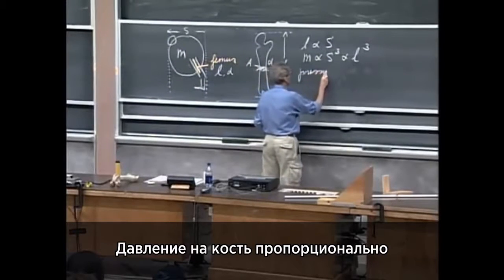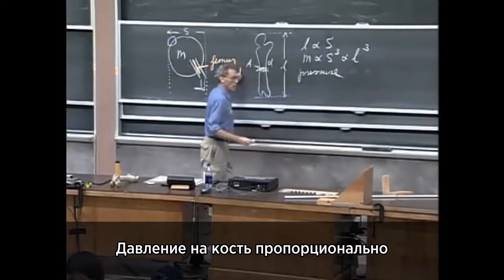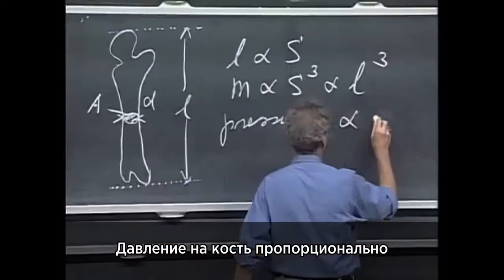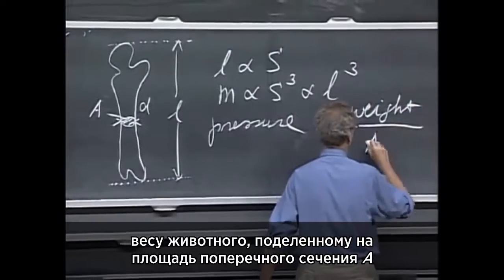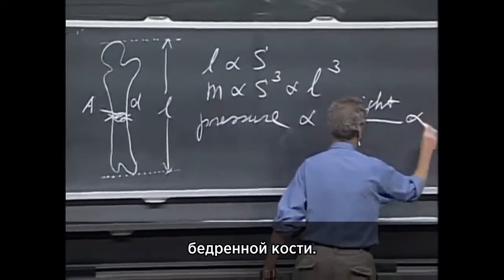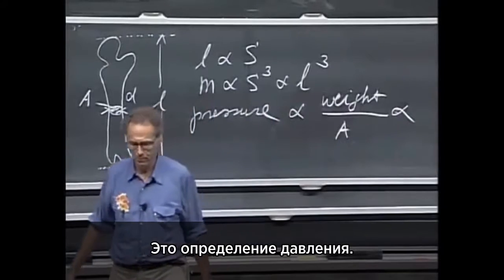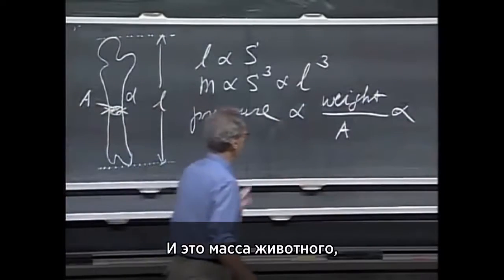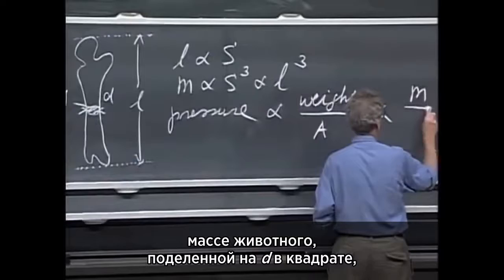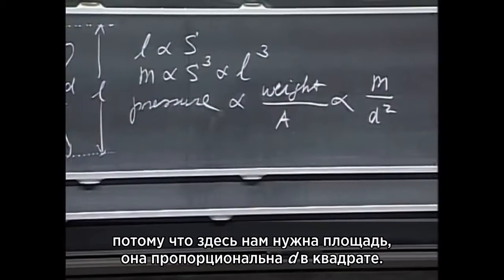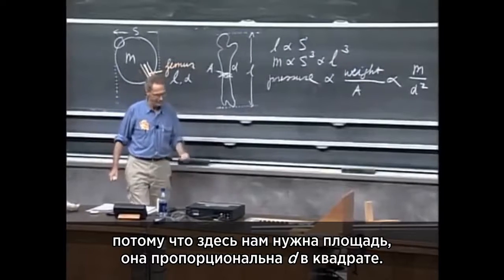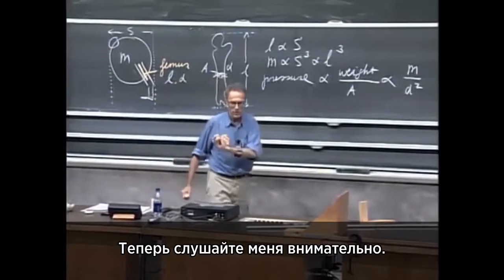Pressure on the femur is proportional to the weight of the animal divided by the cross-section A of the femur. That's what pressure is. And that is proportional to the mass of the animal divided by d squared, because we want the area here. A is proportional to d squared. Now follow me closely.